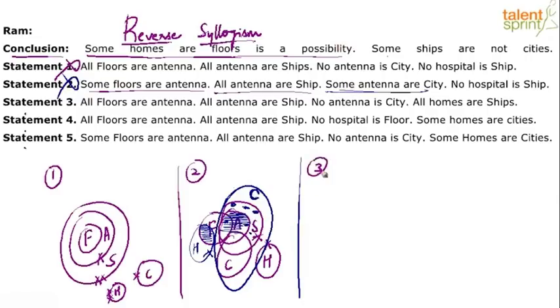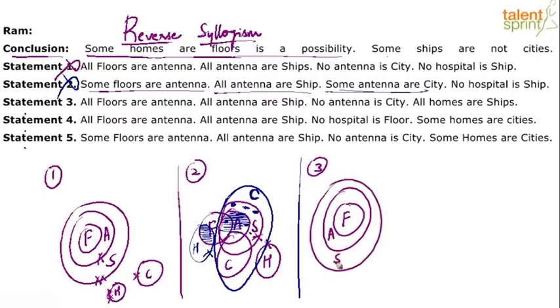Option 3. What does it say? All floors are antenna. All antenna are ship. Some antenna are city. Sorry, I think I was reading a wrong set of statements. I'm sorry about that.